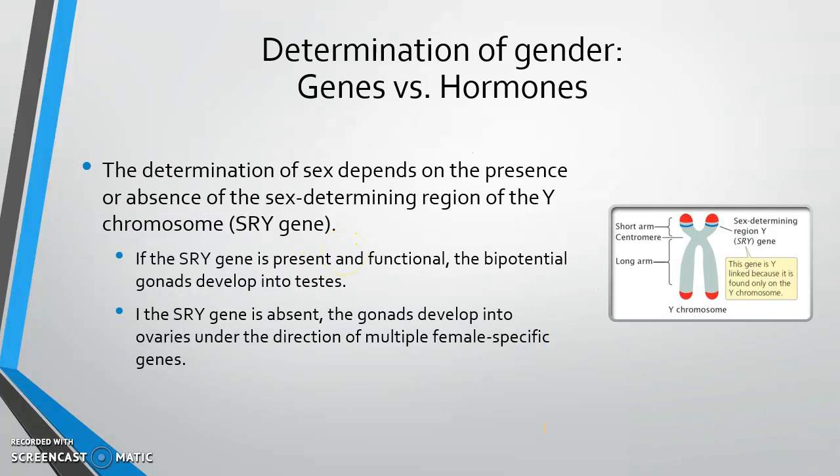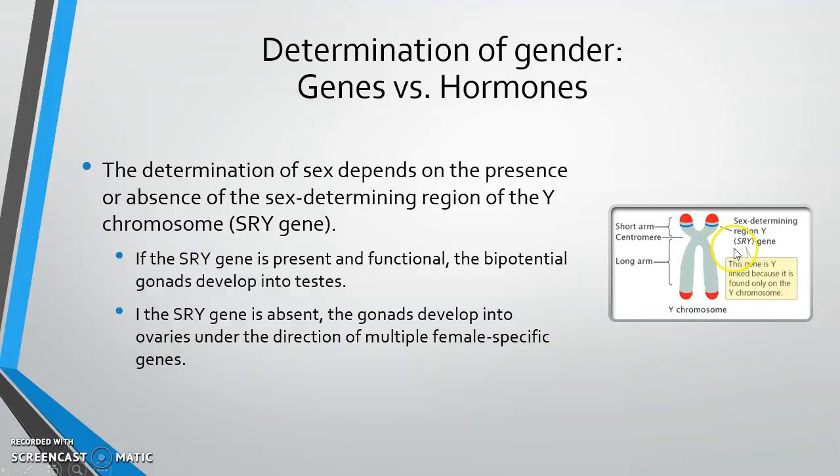So now getting into some of the actual genes and hormones that will determine gender and development. The determination of sex between male and female depends on the presence or absence of the sex-determining region of the Y chromosome, or the SRY gene for short. I have a little picture here off to the side. You can see that it's pointing at this region.